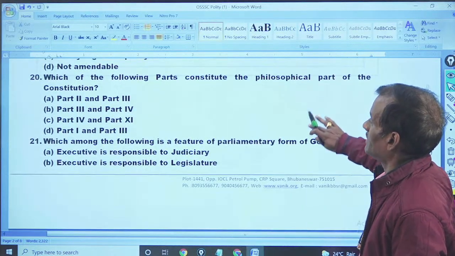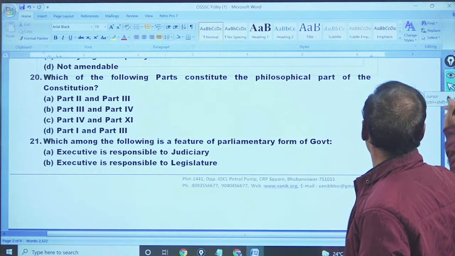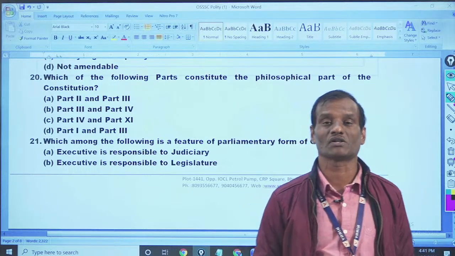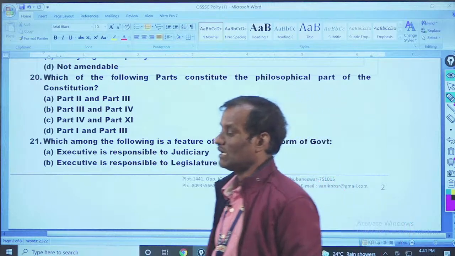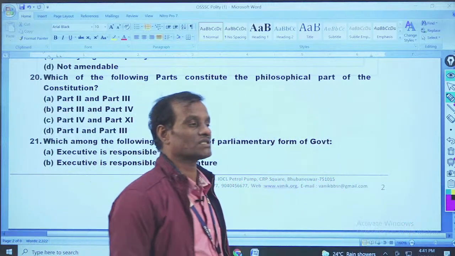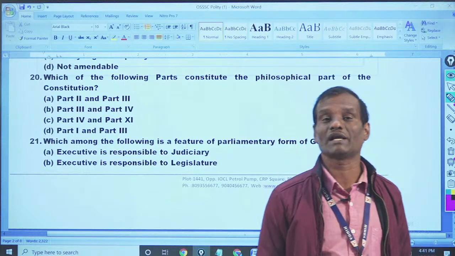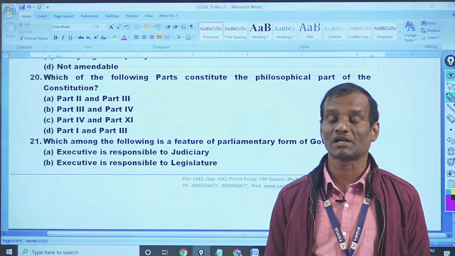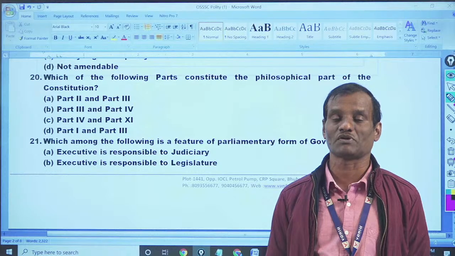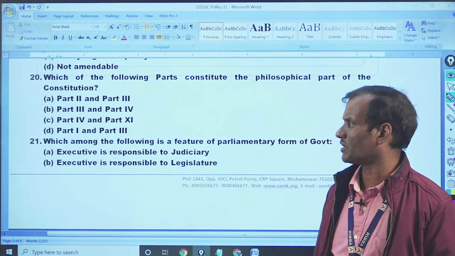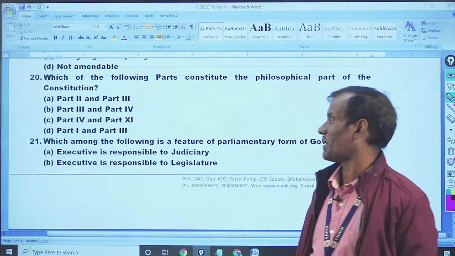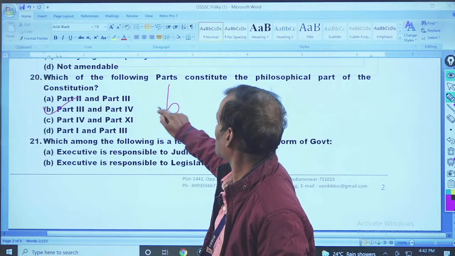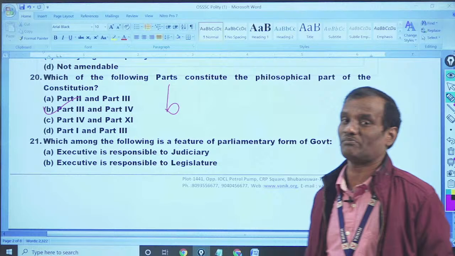Question 20. Which of the following constitute the philosophical part? What is the meaning of philosophical part? Philosophy means the basic objective of the Constitution: justice, equality, liberty, and fraternity. These are enunciated by Part 3 and Part 4, the fundamental rights and directive principles of state policy respectively. Together they are called the philosophical part of the Constitution. Hence the answer is B. Remember, the DPSP and fundamental rights are called the conscience of the Constitution by Granville Austin.